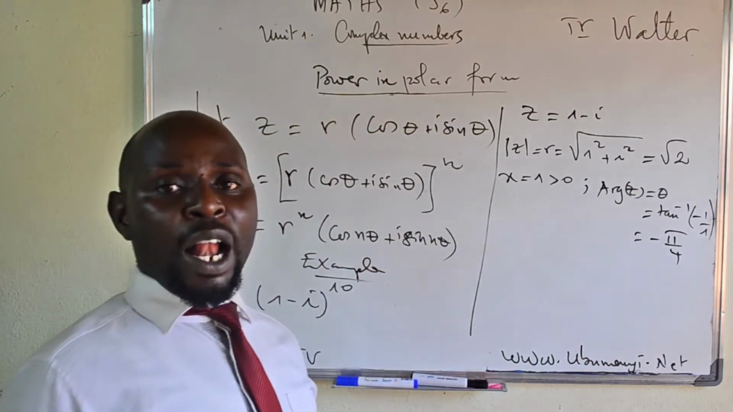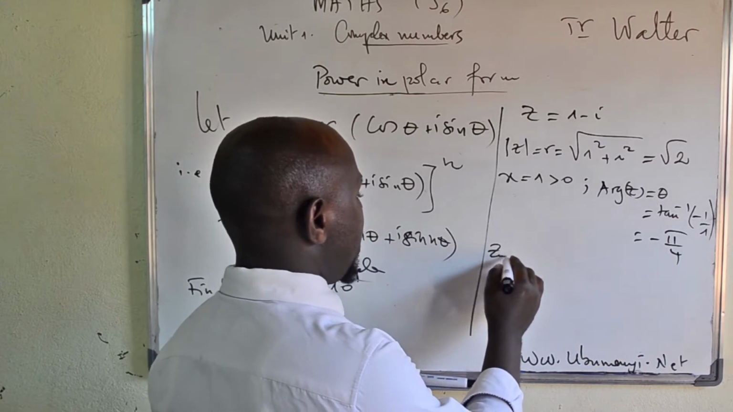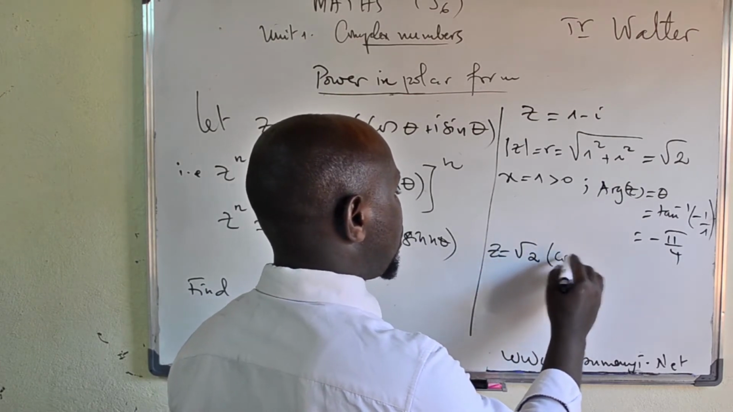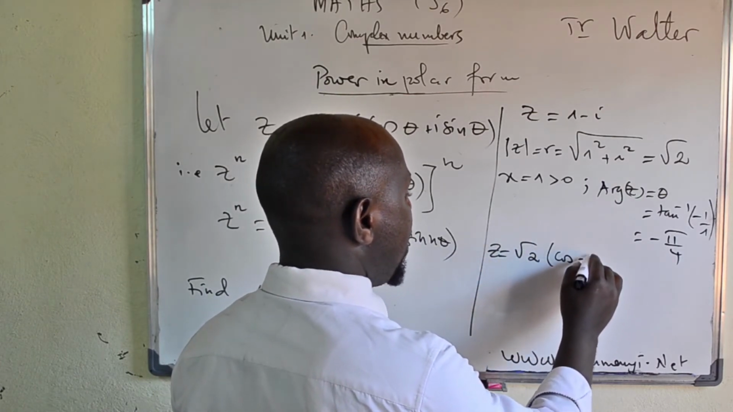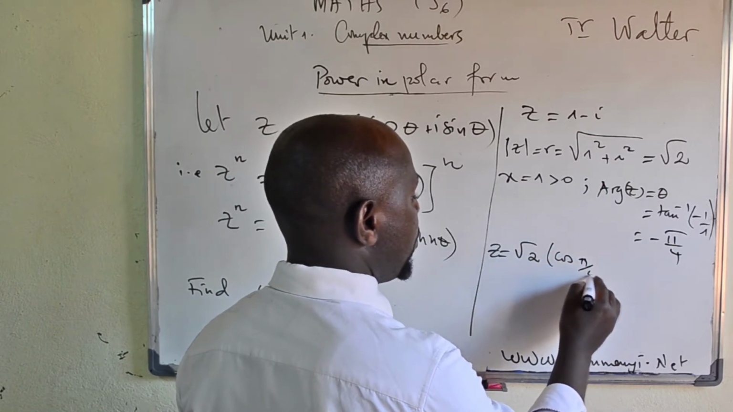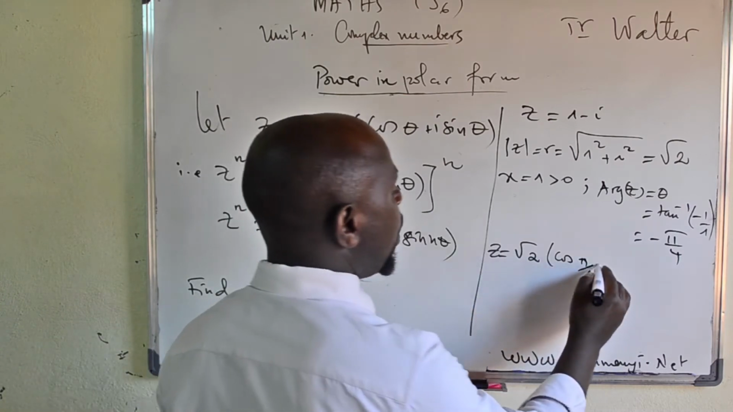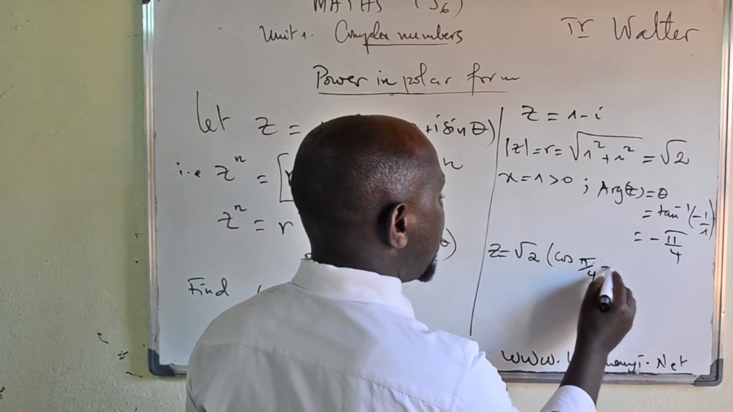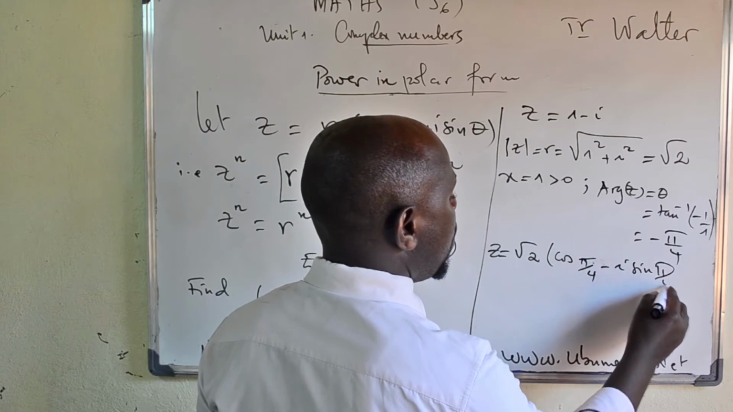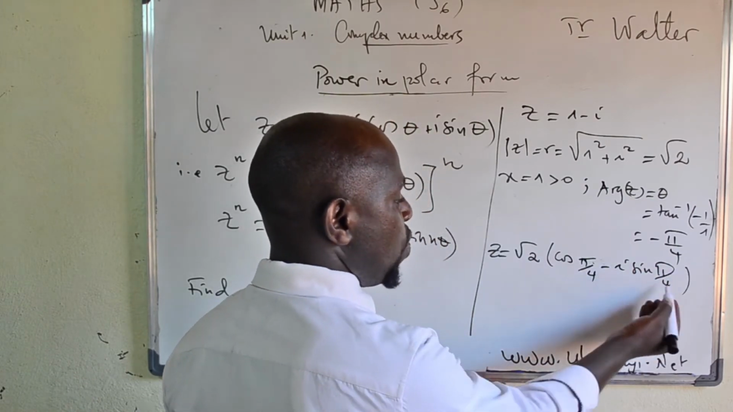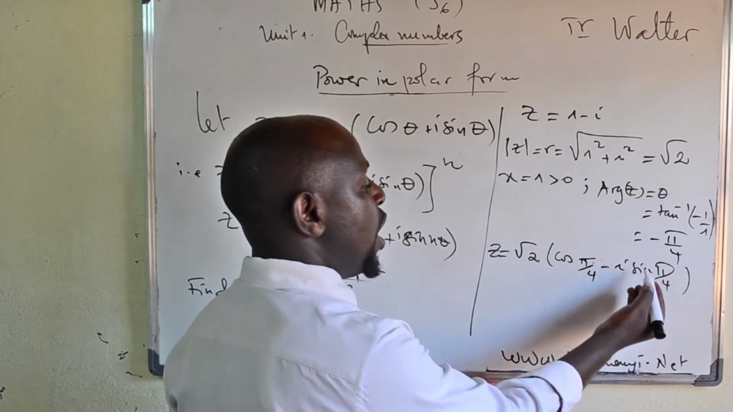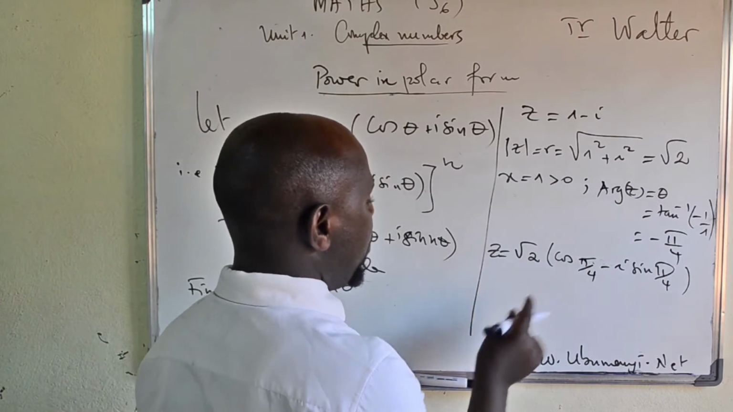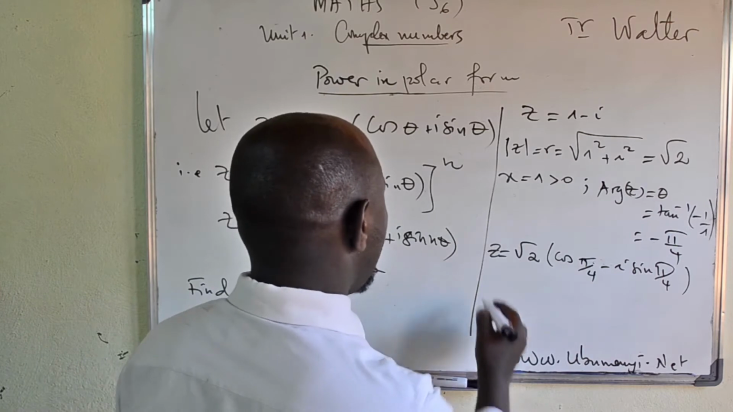After finding the argument, we shall see that the complex number z can be written in polar form as square root of 2 factor (cos(-pi/4) + i sin(-pi/4)), which will be cos pi over 4 because cosine is an even function, minus i sin pi over 4. Why do we have negative here? Because the argument is negative, and sine is an odd function, which makes it negative. So later on we have z in the polar form, and after finding that, you can now find the power.